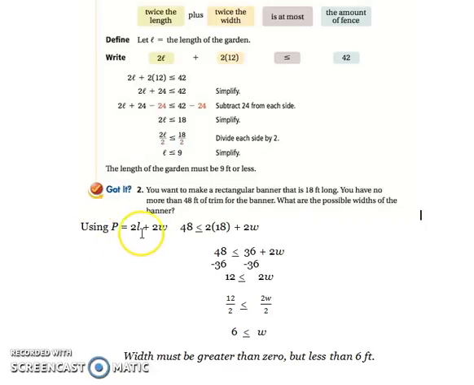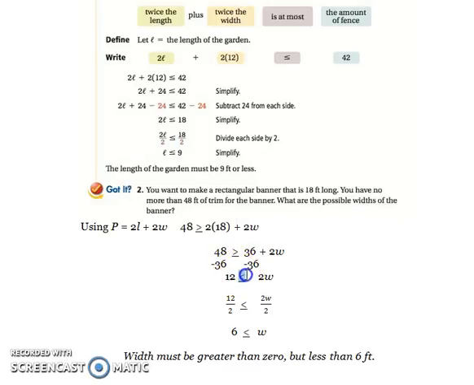So this time they gave us the length, but we're still talking about the distance around it for the trim. So that's perimeter equals twice the length plus twice the width. Perimeter they gave us was 48. That's all the trim I have. The length they gave us was 18. And I have this backwards, no more than, the 48 has to be greater than or equal to. So I have this backwards, I apologize.